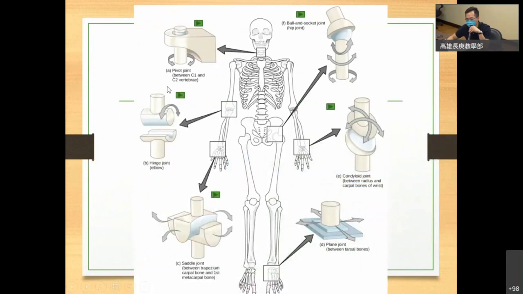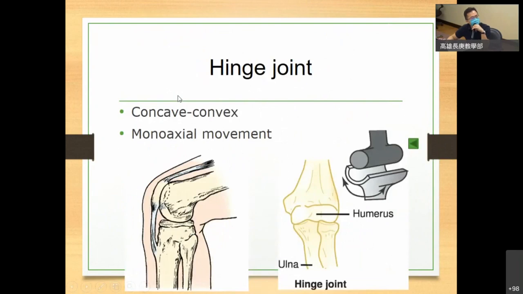Another is the hinge joint. The hinge joint is a concave and convex composition, and the major function is monoaxial movement. The examples are our knee joint and our elbow joint. Like this one, it's a concave and a convex, a hinge joint, with monoaxial movement.